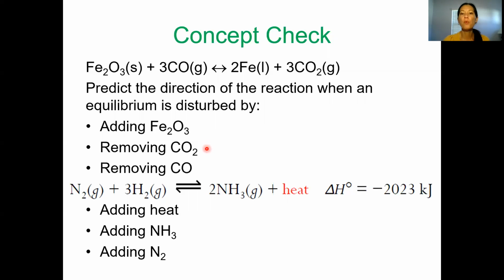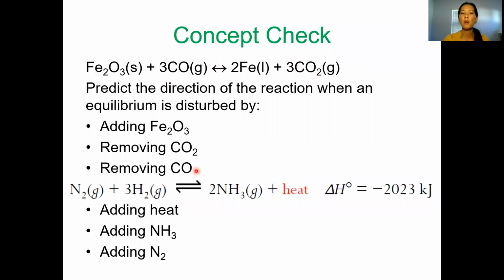Let's go to the next one, removing carbon dioxide. So these are going back and forth. The reaction direction is going back and forth. The forward and reverse rates are equal. And you have an equilibrium concentration. What if I removed some carbon dioxide? What the reaction wants to do is make it up. So it'll shift the reaction to produce more carbon dioxide. So it shifts it to the right. And so it goes towards product. So you remove carbon dioxide, the reaction shifts to the right.